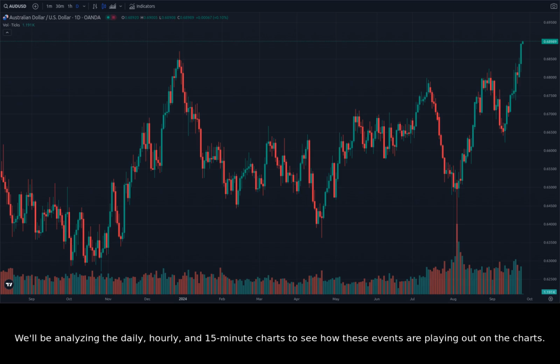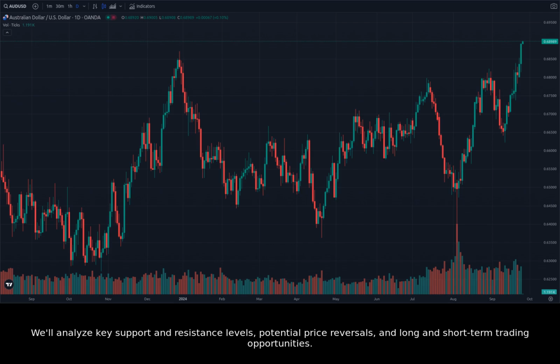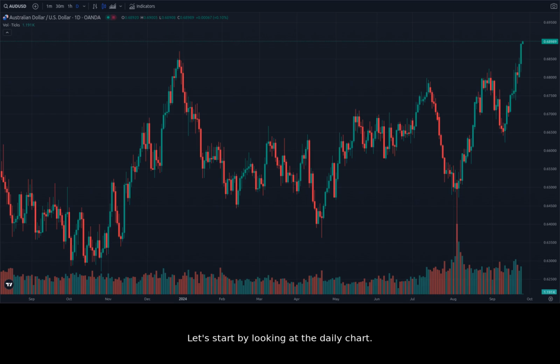We'll be analyzing the daily, hourly, and 15-minute charts to see how these events are playing out on the charts. We'll analyze key support and resistance levels, potential price reversals, and long and short-term trading opportunities. Let's start by looking at the daily chart. This gives us a broader perspective on the trend of the AUDUSD.